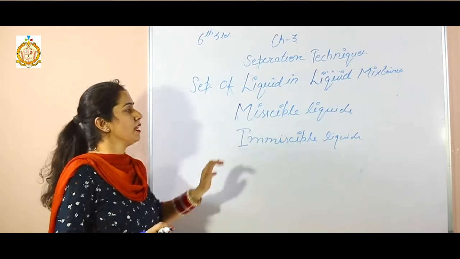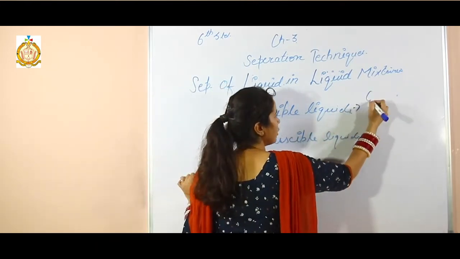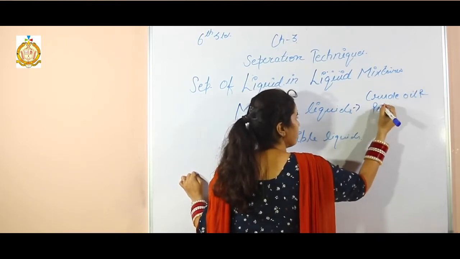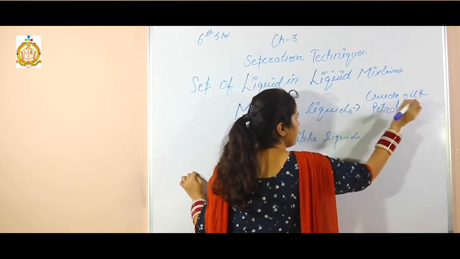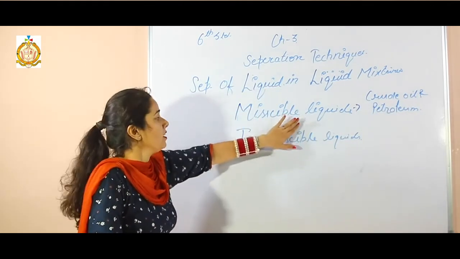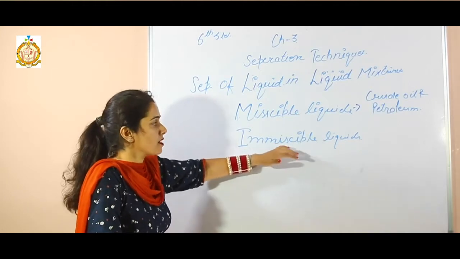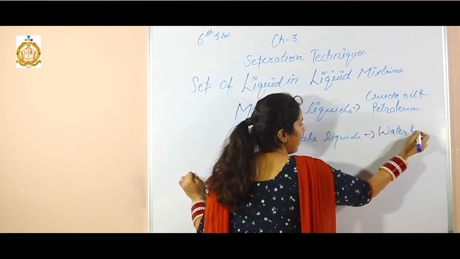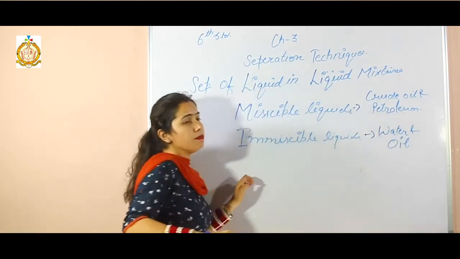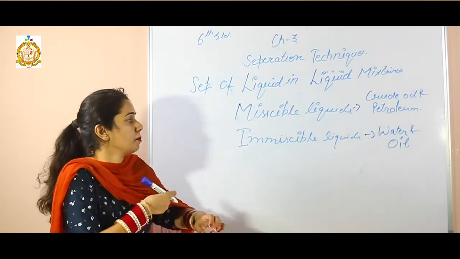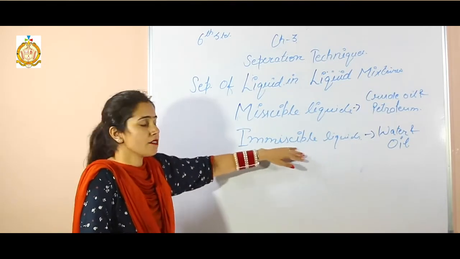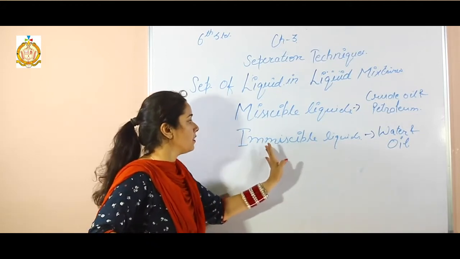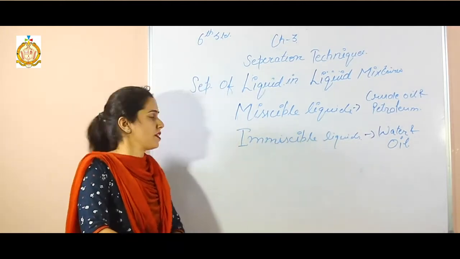An example of miscible liquids is when we add crude oil to petroleum, then both the liquids get mixed with each other. And immiscible liquids are water and oil. When we mix both water and oil, they make different layers. They can't mix with each other. Now, what is the process to separate two immiscible liquids?